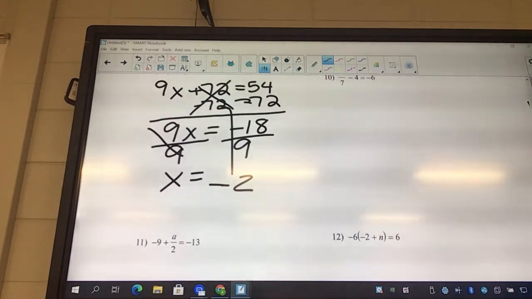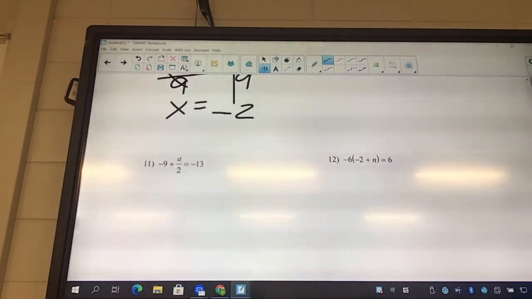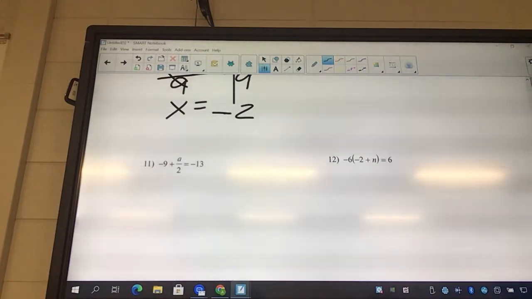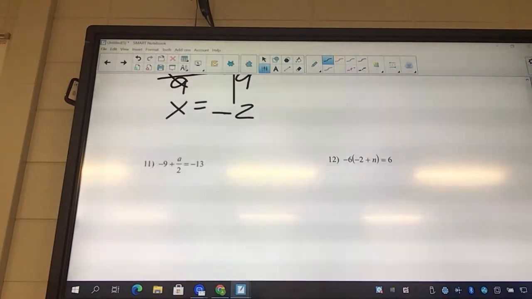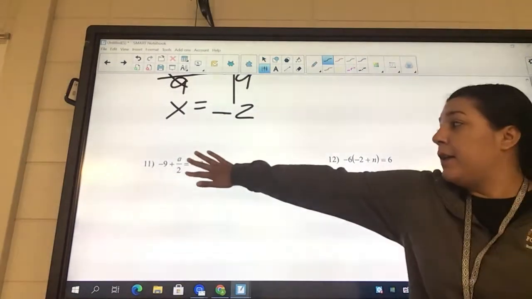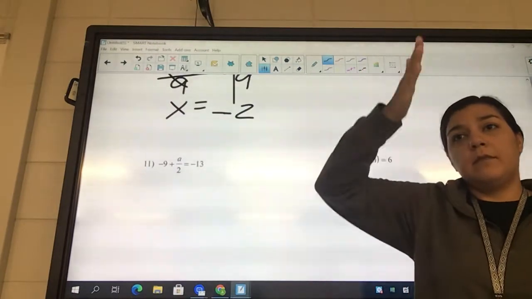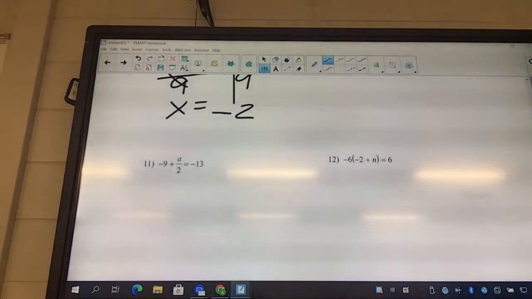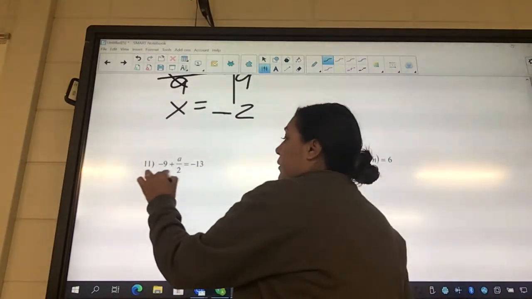Okay, look at 11. Who's the kid? Negative 9. Why is negative 9 the kid? Yeah, it doesn't have the letter. So see how this, like, they're not right next to each other, but they are up and down or whatever. Okay, so that's going to be our letter. So how do I move the 9? Add 9. We're going to add 9 to both sides.